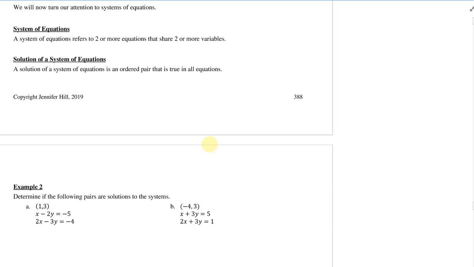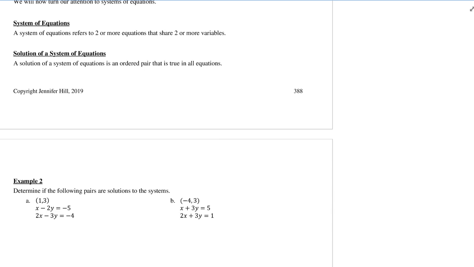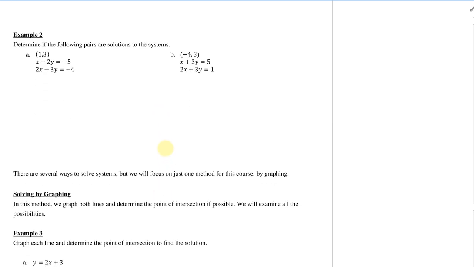So what we're going to be talking about today are systems of equations. A system of equations refers to two or more equations that share two or more variables. And we're going to start by looking at a solution of a system of equations. So a solution is an ordered pair that is true in all equations. So I'll just show you what this means.